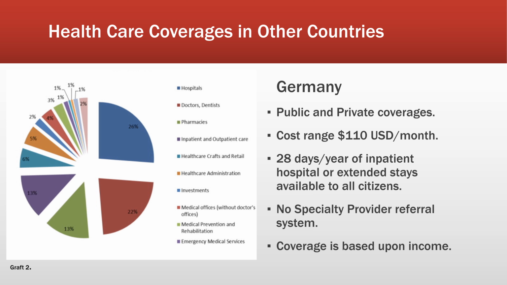The next country we'll be discussing is Germany. In healthcare coverages, Germany has public and private coverages, and the cost range for those coverages is about $110 to $120 a month. Their coverage also allows their citizens 28 days of inpatient hospital or extended stays in the hospital, available to everyone. And Germany does not have a specialty provider referral system, meaning that anyone can see any kind of specialist without a referral, such as a cardiologist, ophthalmologist, or ENT doctor.